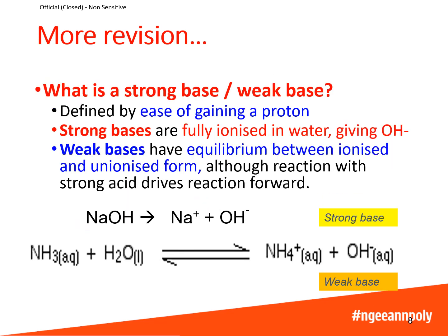Similarly, the difference between a weak base and a strong base is the extent of ionization in solution. Strong bases are fully ionized in water, whereas weak bases will have an equilibrium between the ionized and unionized form. However, for titrations, it's important to remember that the reaction between a weak base and a strong acid will proceed to completion, meaning 1 mole of NaOH and 1 mole of ammonia, even though one is a strong base and one is a weak base, they will react with the same amount of strong acid.